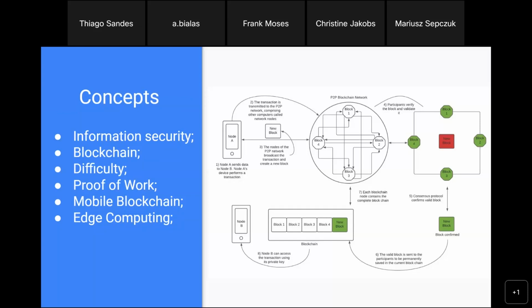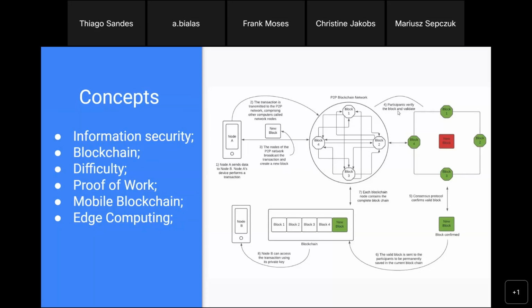In the image, the first step in a case of mobile blockchain: node A on a mobile device sends data to node B. Node A performs a transaction. The transaction is transmitted to the P2P network, reaching the other computers called network nodes. The nodes of the P2P network broadcast the transaction and create a new block.